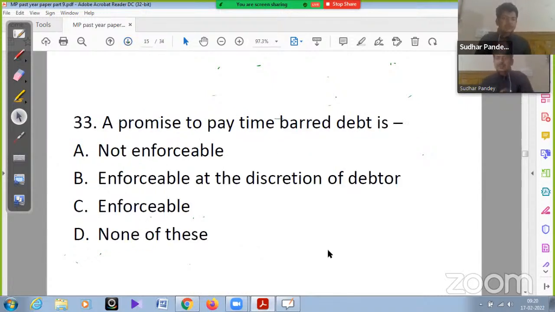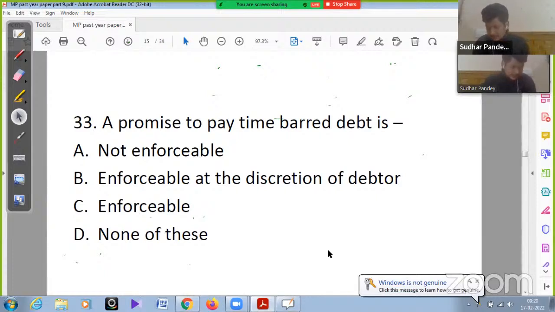Next question. This is a question from law of contract. The first question of law of contract. Question number 33. A promise to pay a time barred debt is dash. A, not enforceable. B, enforceable at the discretion of debtor. Yes, Harshvardhan Gautam ji, B is the correct answer for 32. Now, question number 33.